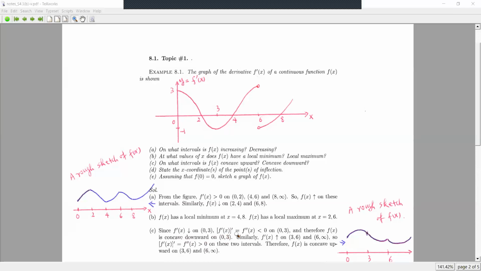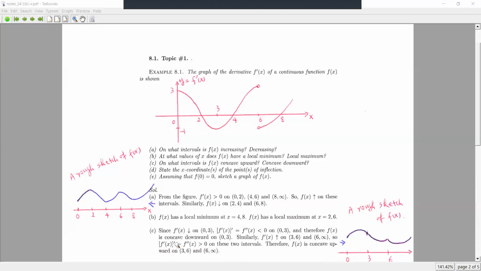Derivative on this guy is second derivative on the function f. It is negative over this interval. When second derivative is negative by concavity test, the function f is concave down over this interval. Similarly, from 3 to 6, the curve is increasing. So derivative on this curve is positive. Derivative on this curve is derivative on this guy.